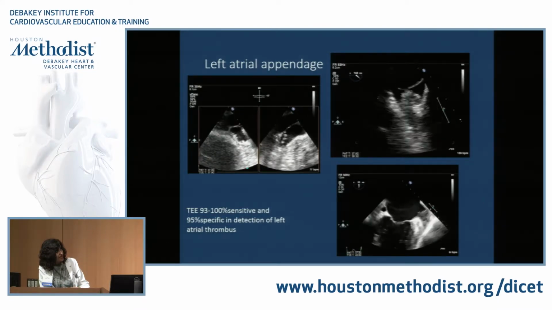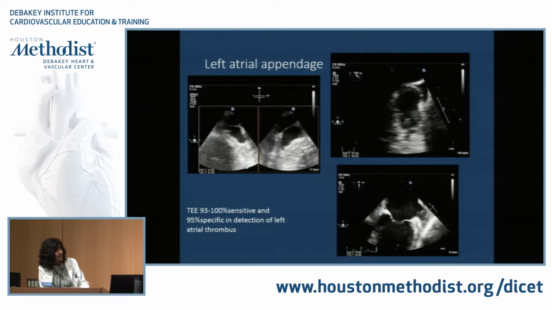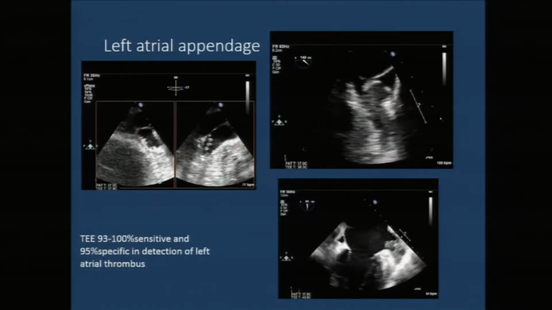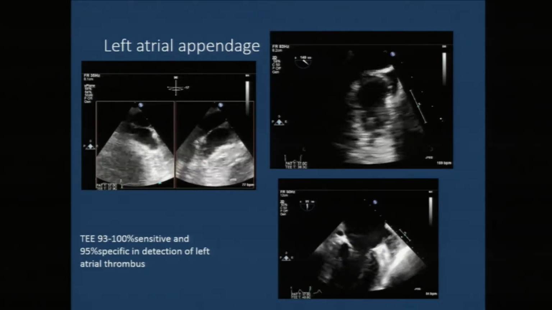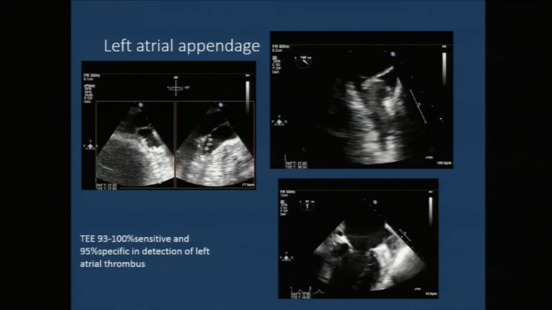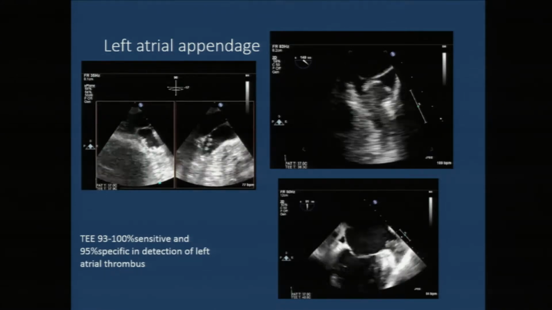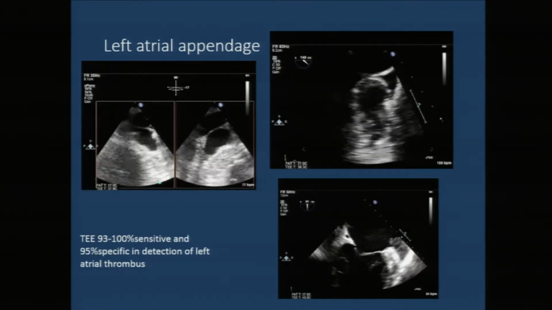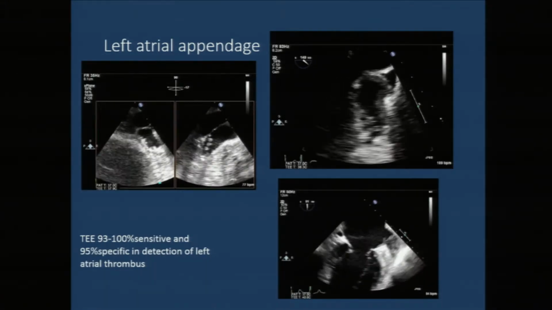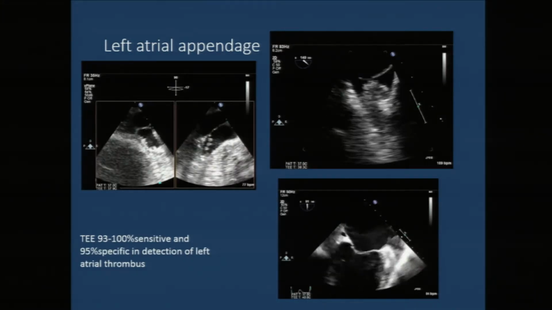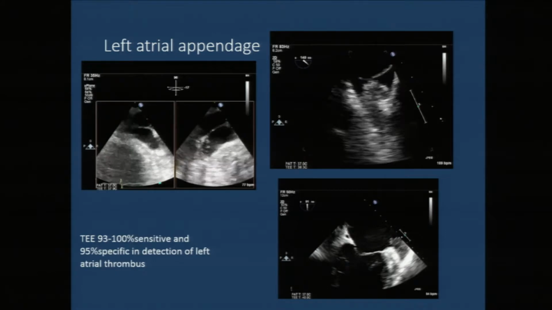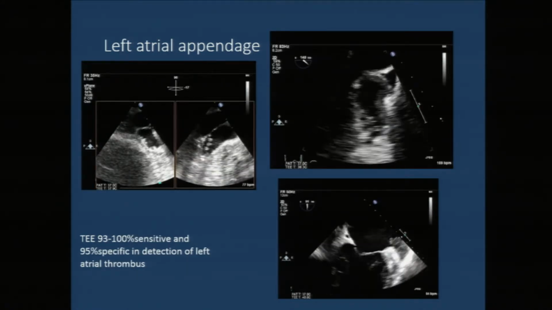In this, you're seeing a little bit of haze, and that is the spontaneous echo contrast showing that there may be a lot of stasis going on, and you may want to be cautious before cardioverting this patient. And this, of course, nobody would cardiovert because there is a frank thrombus sitting here in the appendage. This is your mitral valve. So TEE is extraordinarily sensitive and specific in detection of left atrial thrombus. This remains one of the most common indications for TEEs in our lab.